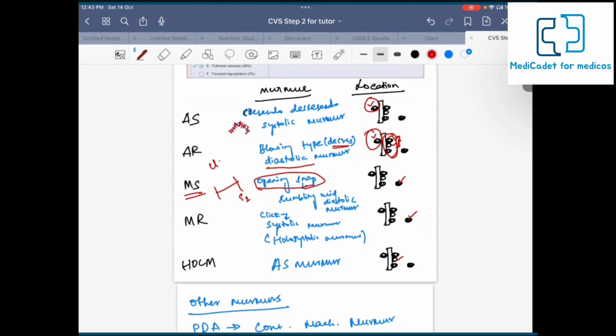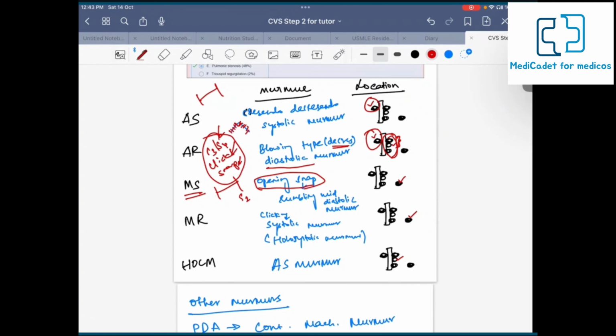It could be anything, even for the click, the snap sounds, and even for S3 and S4. They will mention it as a sound heard close to the S2 or S1, or just before the S1, whichever goes with the sound. They will not mention if it's an opening snap, an ejection click, or S3 or S4. So when you hear wording like a sound was heard close to S1 or S2, before or after, all these differential diagnoses should come to your mind.